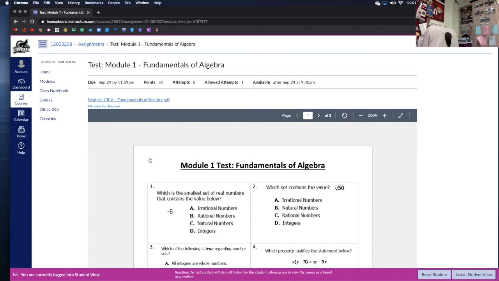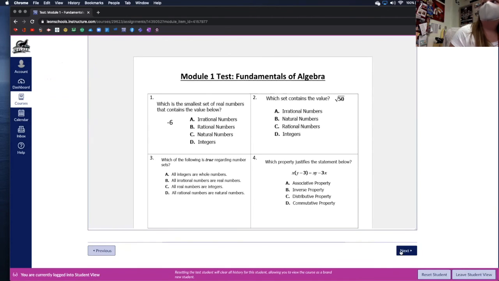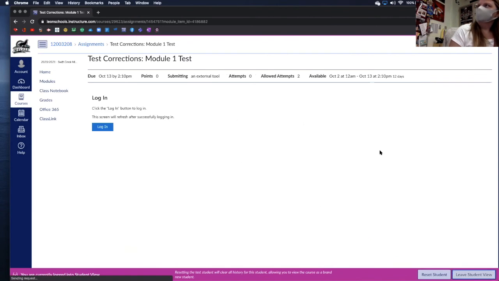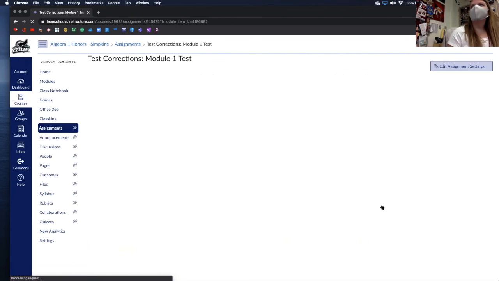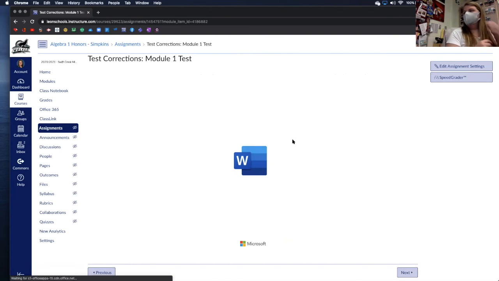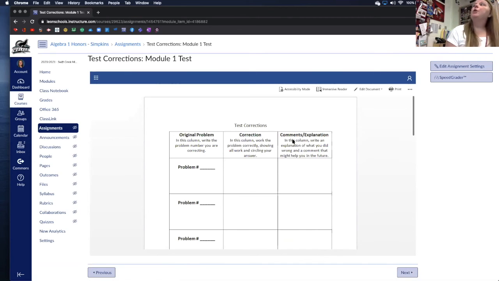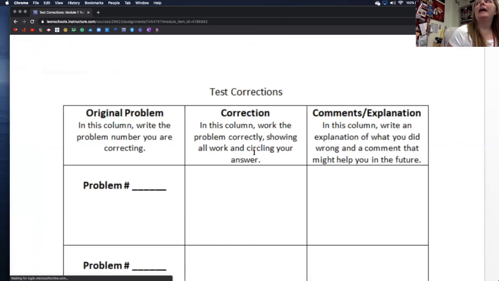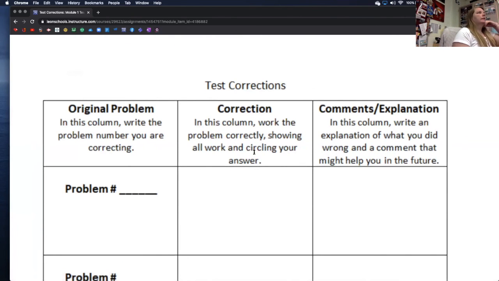I just do corrections. So let me show you what you're actually going to turn in to me to get your points back. Obviously you'll need this page, and it may be helpful for you to open it in 2 different tabs. But if you scroll down and hit next, you should see a document that might take a second to load. This document is very important, and I will not give you full credit unless you do this correctly.